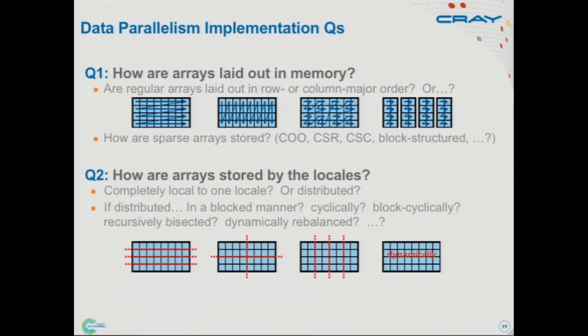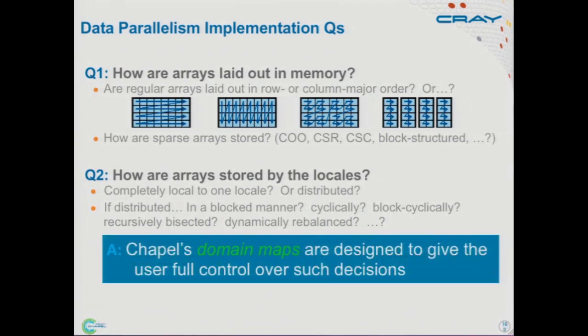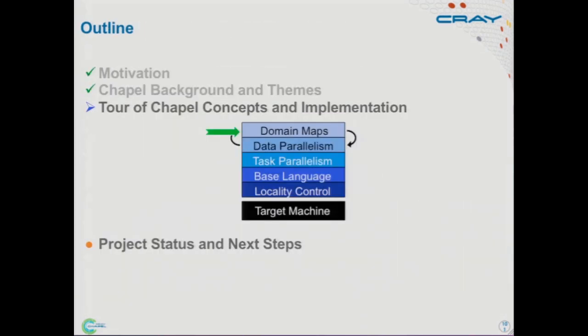So unlike C or Fortran, which dictate how arrays are laid out in memory, Chapel's been designed in a way that does not say much about how things are laid out in memory. In fact, the concept that we started the talk with, these domain maps, are designed to give you, the user, full control over these decisions. How should things be laid out in memory? How should they be distributed across the locales? And that takes us to our last language feature area, which is domain maps.